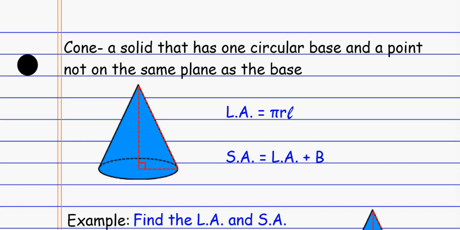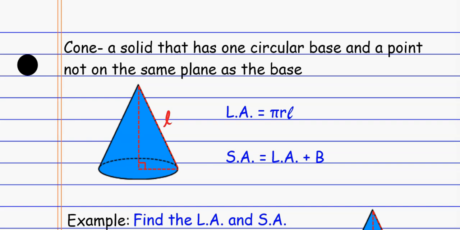So a cone is a solid that has a circular base and a point not on the same plane as the base. It looks like a pyramid. It acts like a pyramid in every way, shape, or form, but it's not a polyhedron because we don't have those triangular sides. So that's why it's not a pyramid. It's like a pyramid with a circular base. The lateral area is pi r L, where L is the slant height off to the side over here, the diagonal height going up the side of this thing. And that's the same thing we were dealing with before, where the lateral area is 1/2 the perimeter times the slant height.